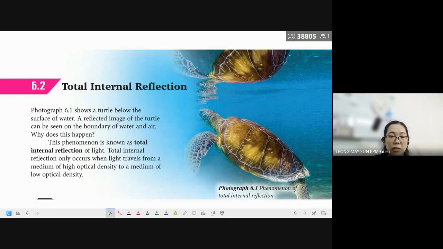Total internal reflection of light only occurs when light travels from a high optical density to a low optical density. The key condition for total internal reflection to happen is that it's moving from a high optical density to a low optical density region. So that is the first condition for total internal reflection.